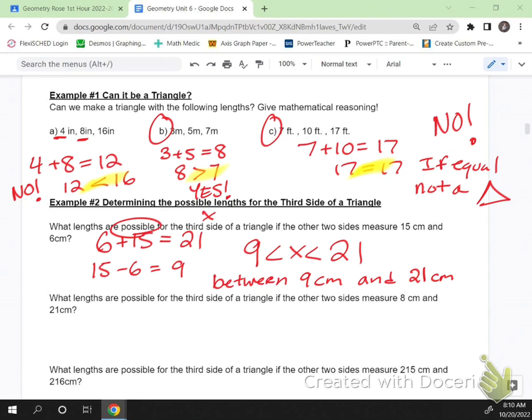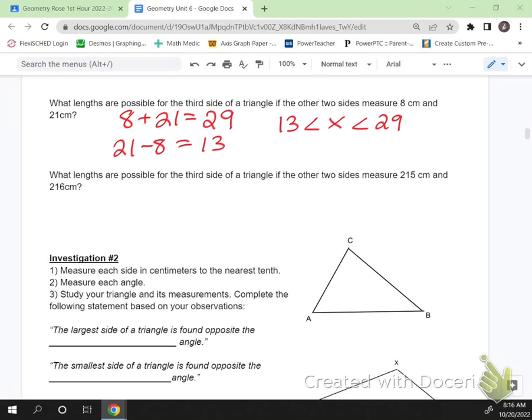I want you to try the next two examples with your partner now. Turn and talk, please. The longest one, you're going to add them. To find the shortest one, you're going to subtract them. But if you subtract and get a negative, you subtract from the other. It's okay. All right, let's try the next one.